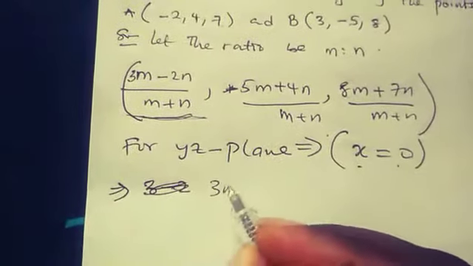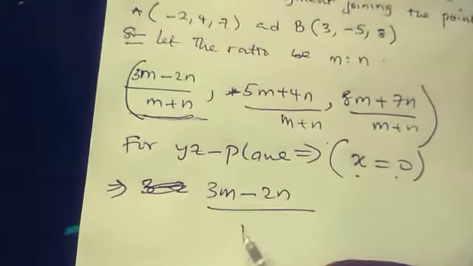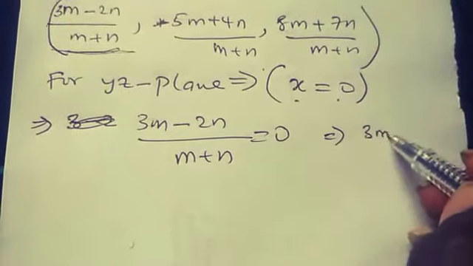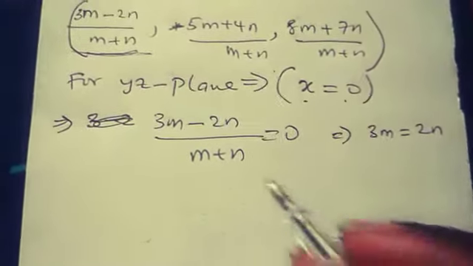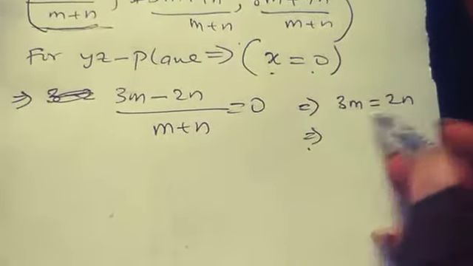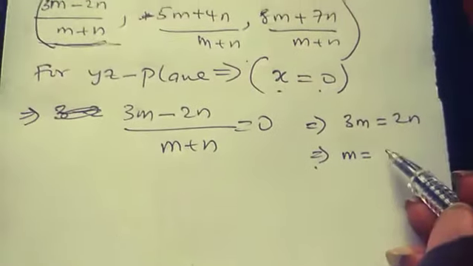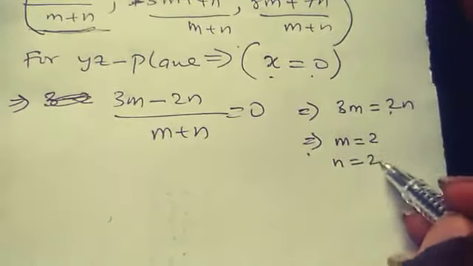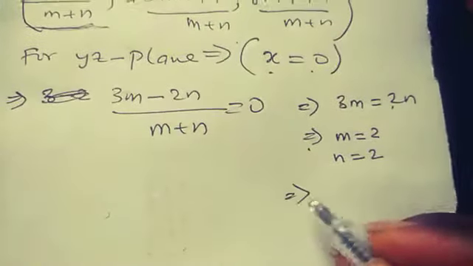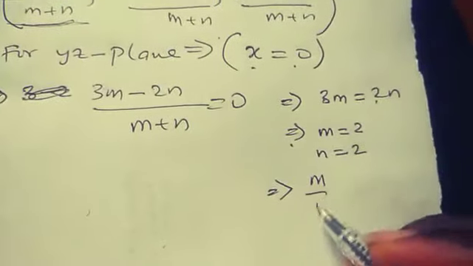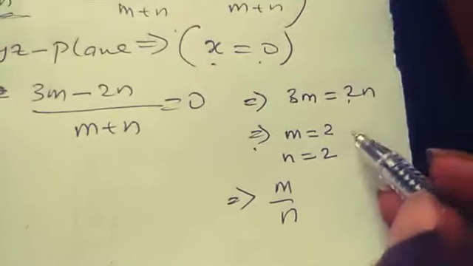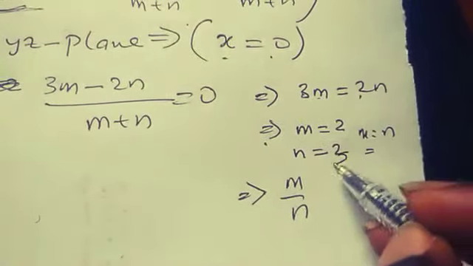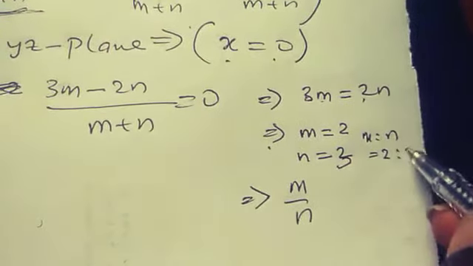So we have 3m minus 2n over m plus n is equal to 0. From this case, we have 3m is equal to 2n. So you can do it in two ways. You can equate it together and say that m is equal to this one and n is equal to this one. And if you don't want to do it like that, you can do it another way like this. You can say that m ratio n will just be, m is 2 and n is 3. So that m ratio n will be 2 ratio 3.